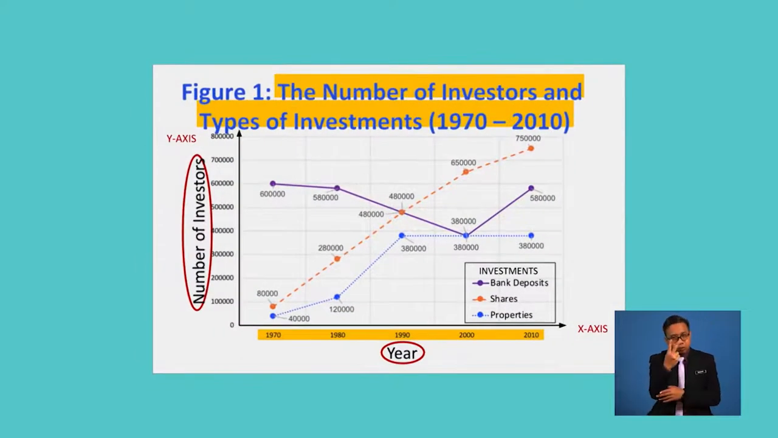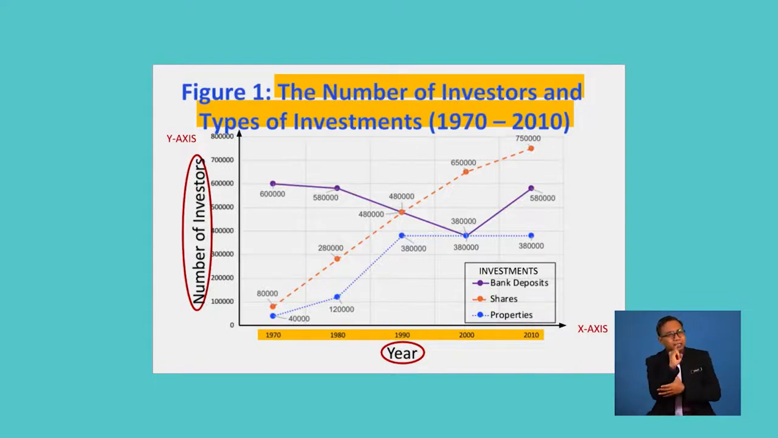How to write an analysis? First, you need to study the information in the visuals given. There is an element called key feature. Key feature indicates prominent information or the main subject reference stated in the visuals. Let's look at the visuals. The first visual is figure 1. The x-axis indicates years, while the y-axis states the number of investors.